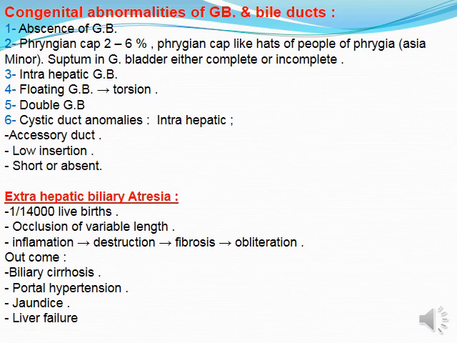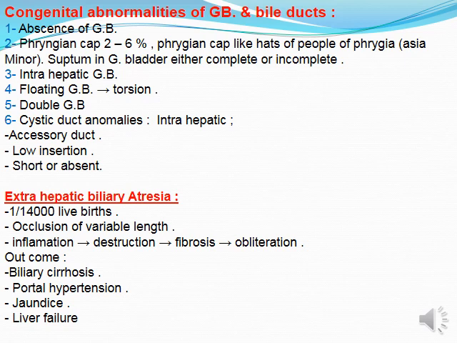Congenital anomalies of the gallbladder and bile ducts. 1. Absence of gallbladder. 2. Phrygian cap, which represents around 2 to 6%. Phrygian cap, like the caps of people of Phrygia, Asia Minor, is a septum in the gallbladder, either complete or incomplete.